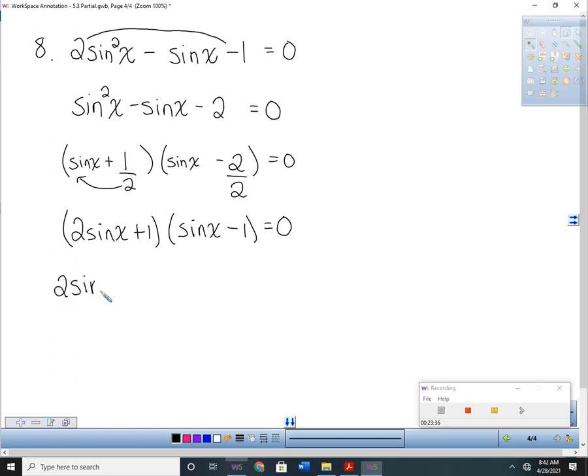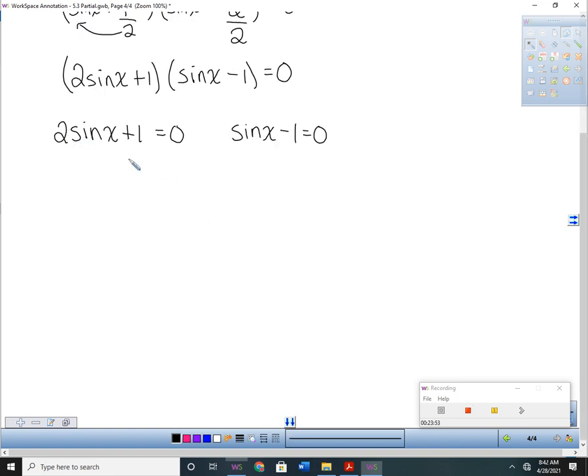So I have 2 sine x plus 1 is equal to 0. And sine x minus 1 is equal to 0. And now I'll work both of those problems out separately. So I'm going to subtract the 1. And I have 2 sine x is equal to negative 1. And then we'll divide by the 2. So I have sine x is equal to negative 1/2.